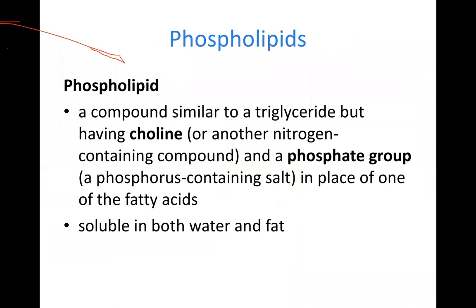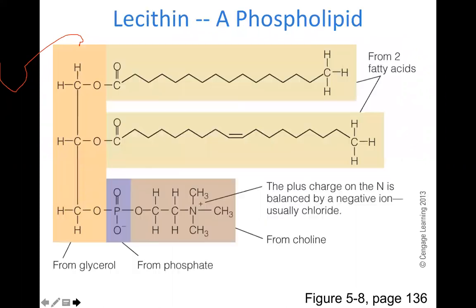Okay, phospholipid. A phospholipid is another type of lipid. So we talked about triglycerides, and now we will talk about phospholipids. Phospholipids are similar to triglycerides, but they have a phosphate group, so that kind of refers to their name, and they also have a choline group. And triglycerides are only soluble in fat, and they don't like water, but phospholipids are soluble in both water and fat.